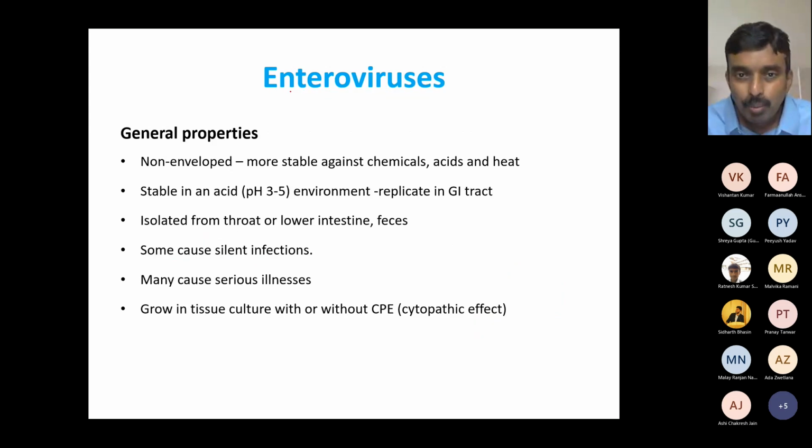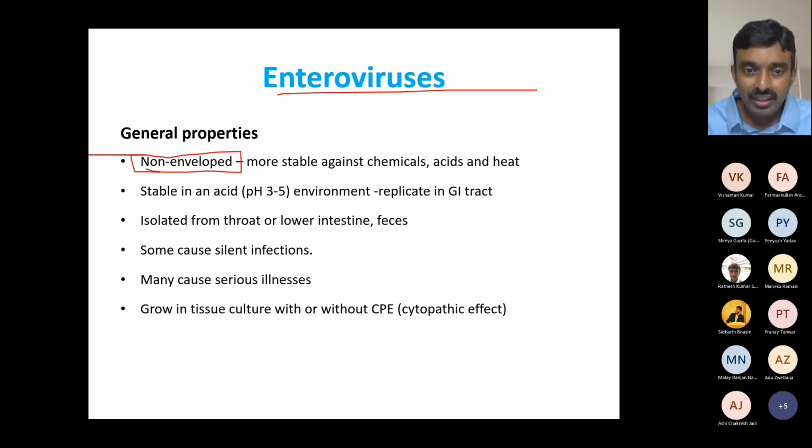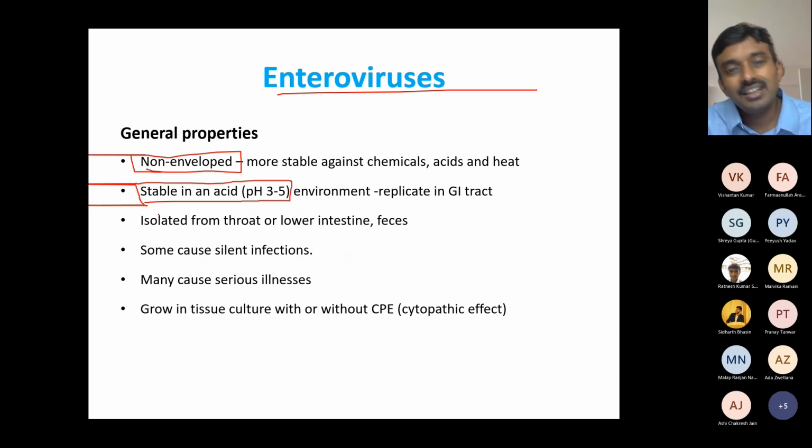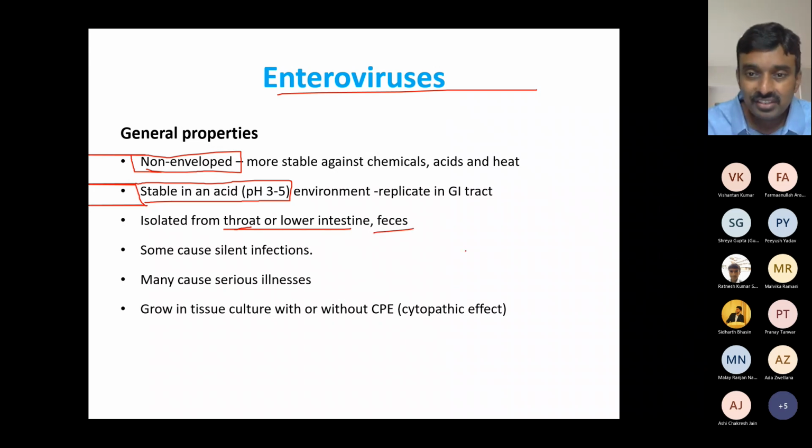Now, what are some general properties of enteroviruses? They are non-enveloped viruses, okay, and they are stable in the acid pH of the stomach. I'll tell you why these things are important in a bit. They can be isolated from the throat, intestines, and they are shed in feces. Again, all of these things have a certain kind of importance in the pathogenesis of polioviruses. We'll talk more about it by the end of today's class.